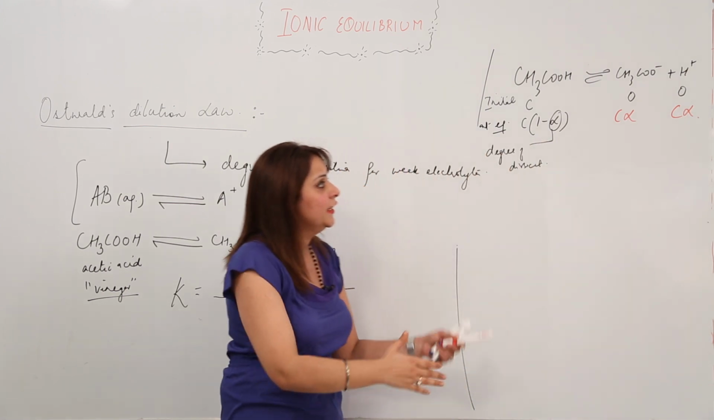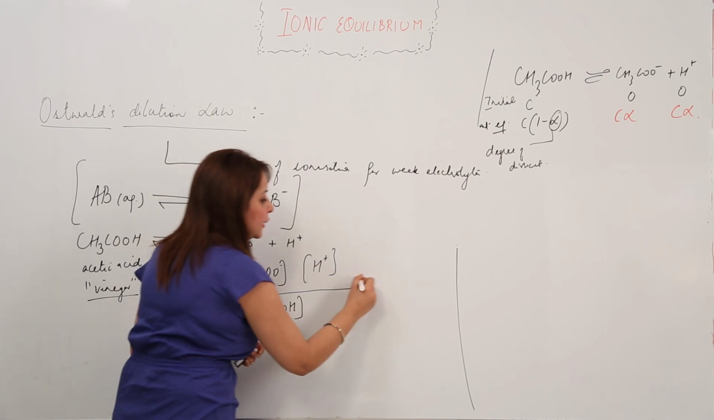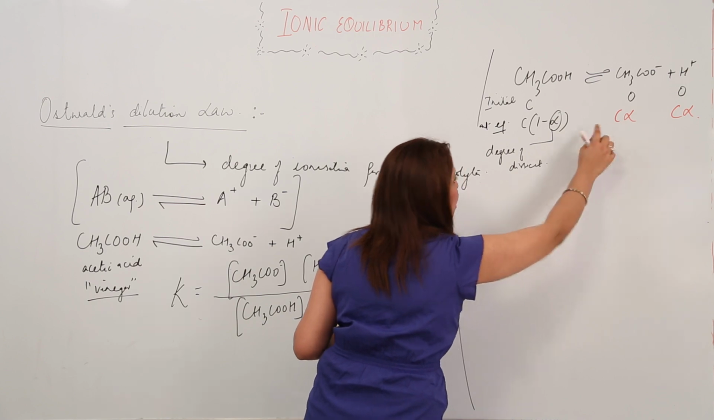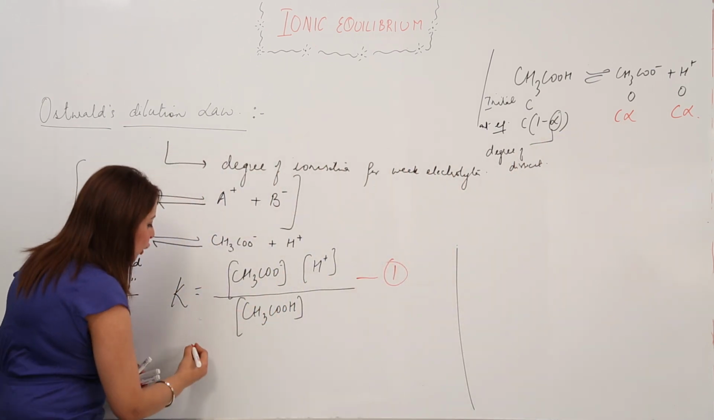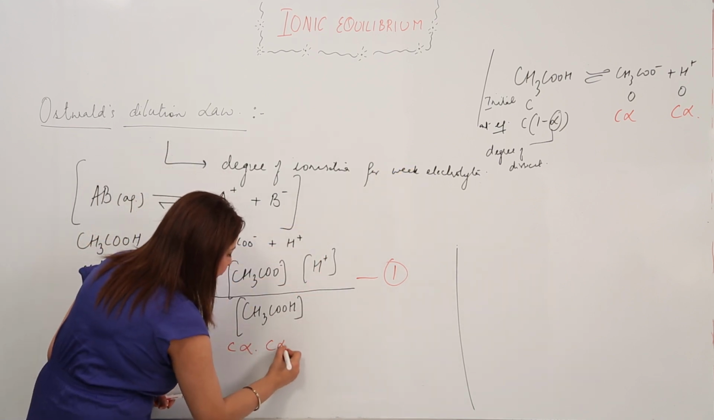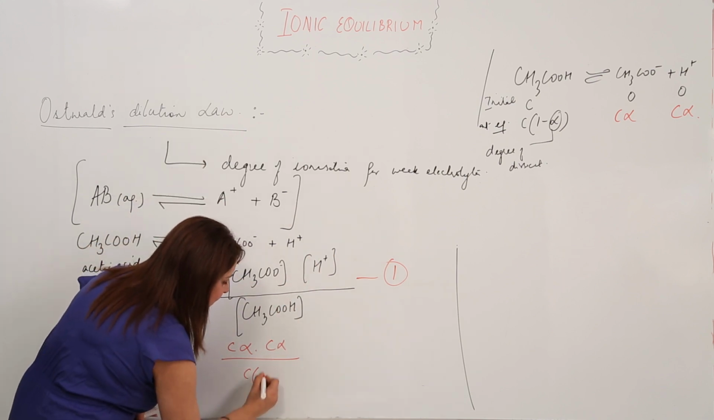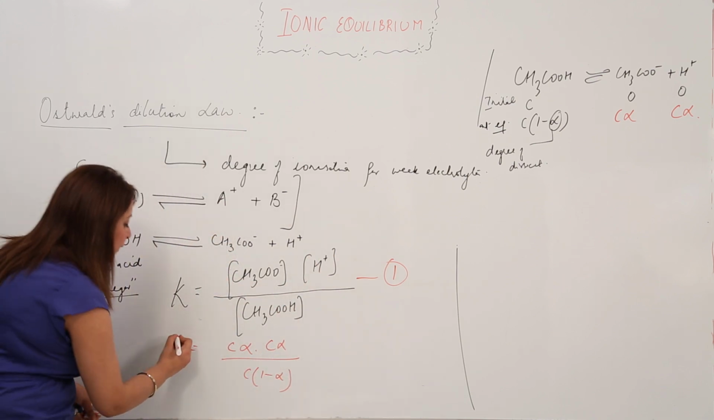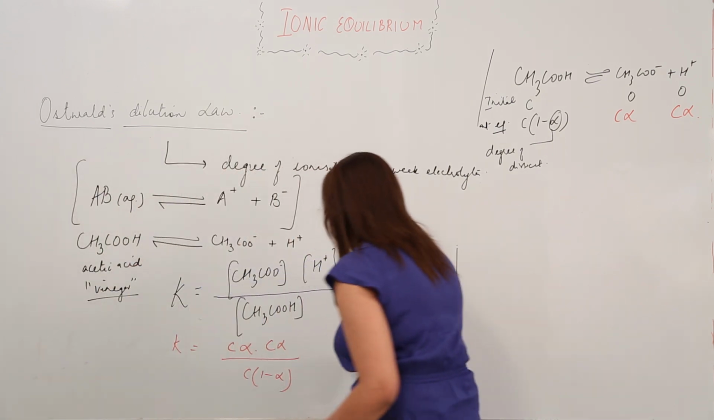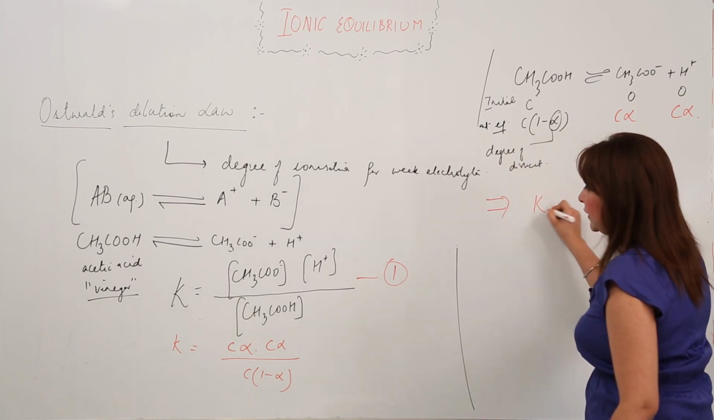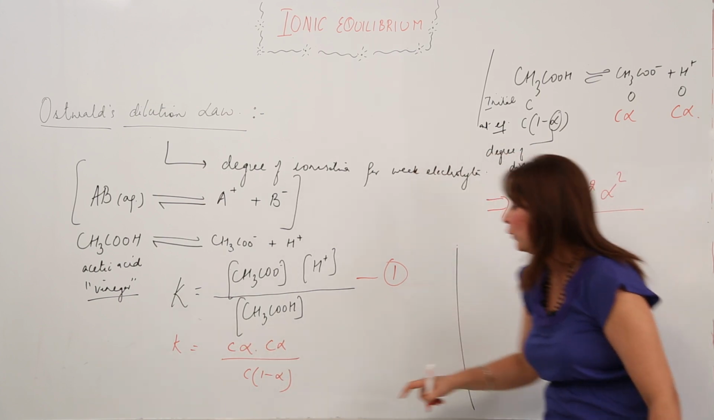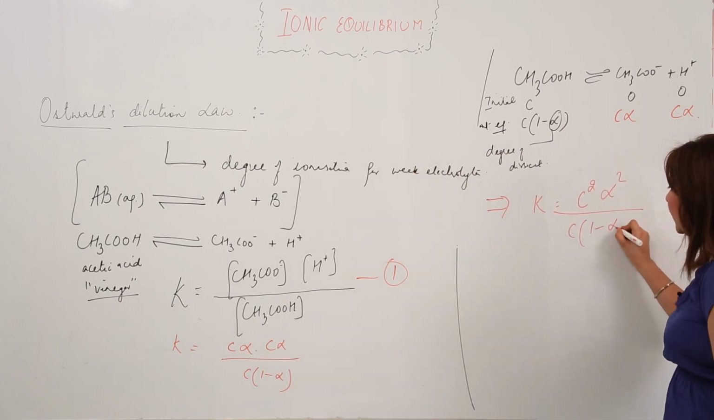Now I am putting this value of the concentration into this equation, because the bracket indicates the concentration, and we know that the concentration at equilibrium is this. So acetate ion is C alpha, hydrogen ion is again C alpha, and acetic acid is C(1 minus alpha). I have put these values in the concentration expression. Now I am solving it. Then what do I get? K is equal to C square alpha square divided by C(1 minus alpha).